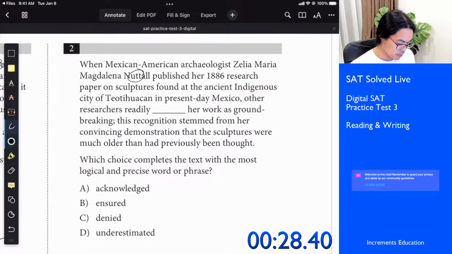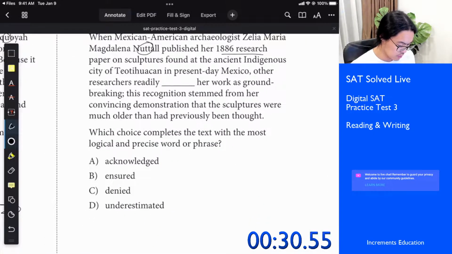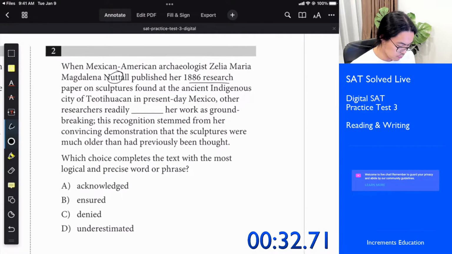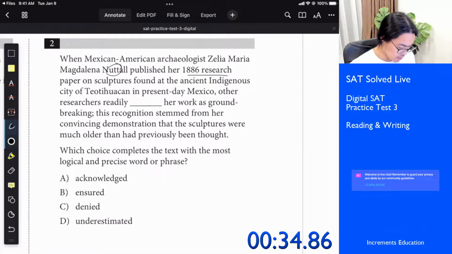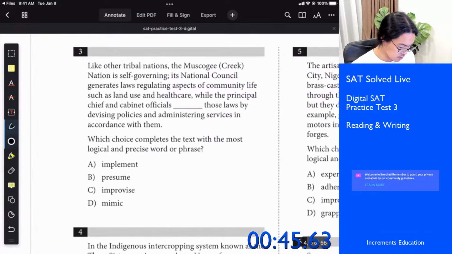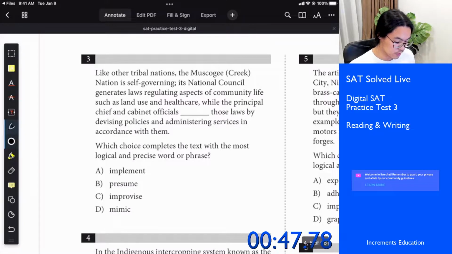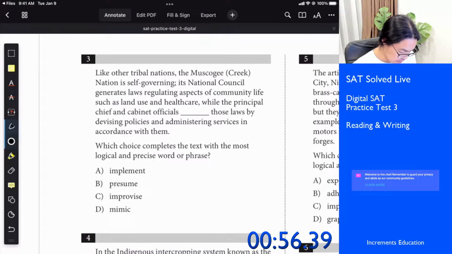Nuttall, publisher, 1886 research. Other researchers readily accepted, praised her, acknowledged her work as groundbreaking. 42, we're at 42 seconds. I am definitely a little slower than usual. The Muskogee is self-governing, regulating aspects of community life such as land use, while the principal chief implements those laws by devising, okay, there we go.